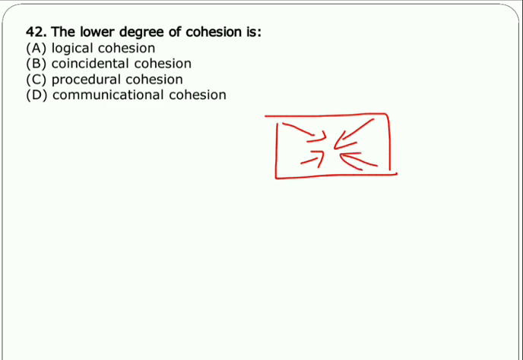There are different types of cohesion here: functional cohesion, sequential cohesion, communication cohesion, procedural cohesion, temporal cohesion, logical cohesion, and coincidental cohesion. Among these cohesions, the highest is functional cohesion and the least preferred is coincidental cohesion. So here the answer is coincidental cohesion. This is the lower degree of cohesion.